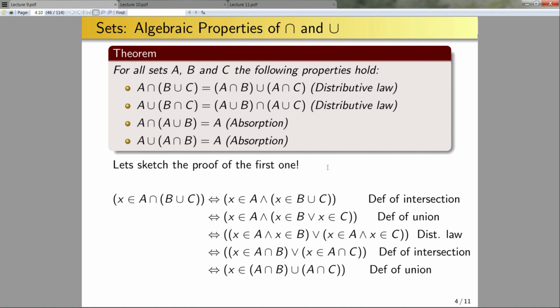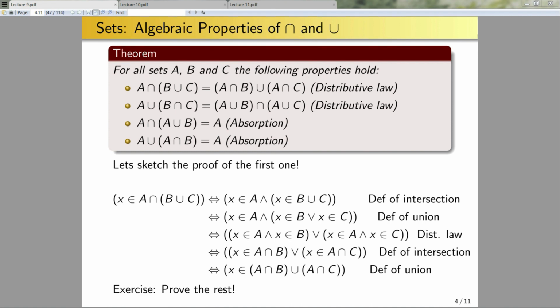The proof for the other distributive law is virtually identical to this. You just swap the roles of union and intersection and the and/or operators. So a good exercise would be to prove the rest of these. And we're now done talking about unions and intersections for a bit.